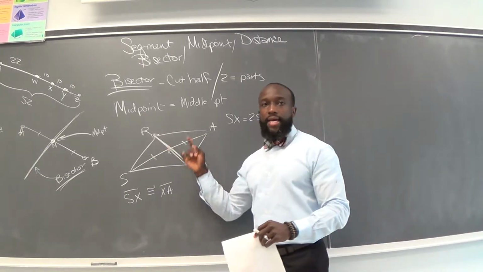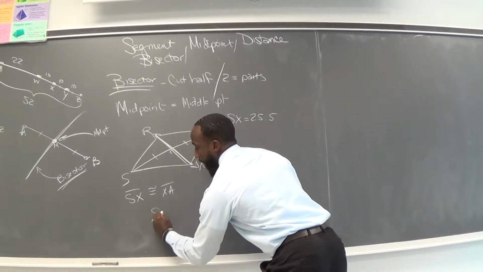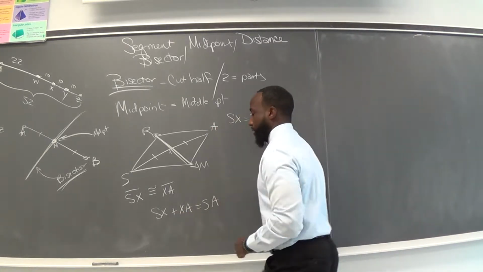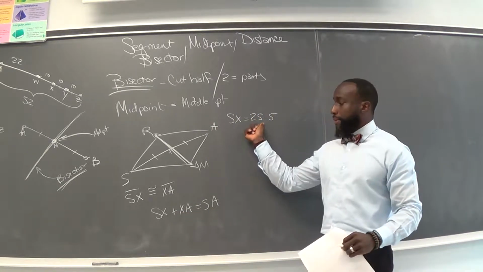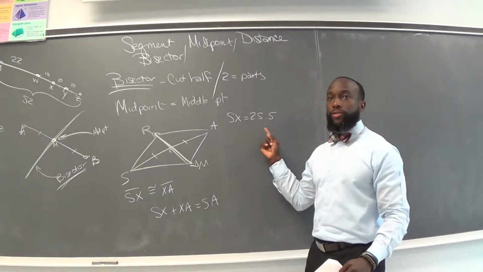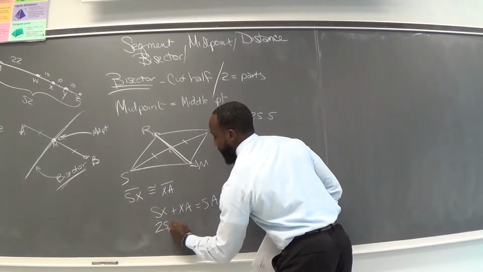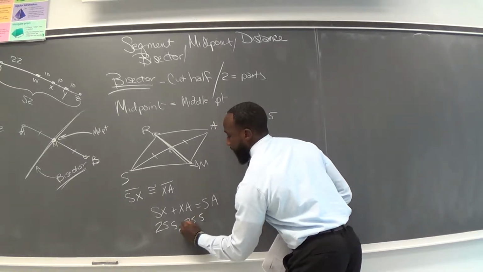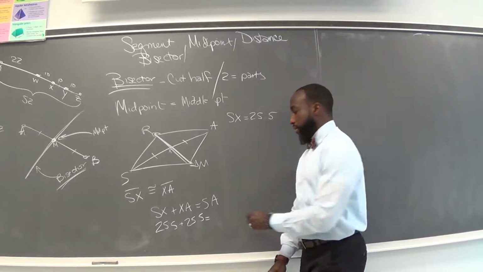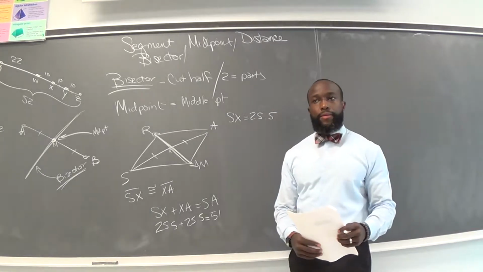In order to figure out what SA is, we can use the segment addition postulate from yesterday. So we would add SX plus XA together to get SA. And so, because SX is 25.5, XA is also 25.5. Therefore, what's the measure of SA? Yeah, 51. You add those together. We good so far?